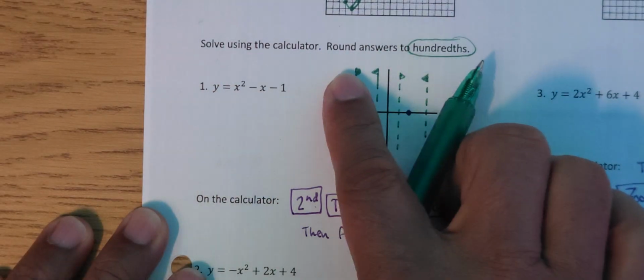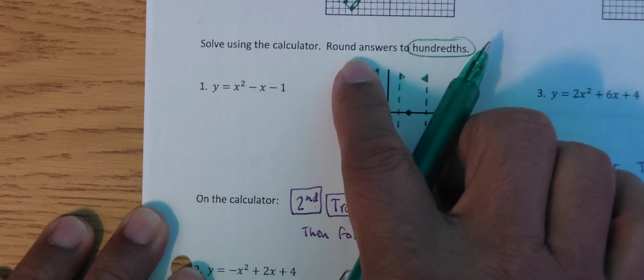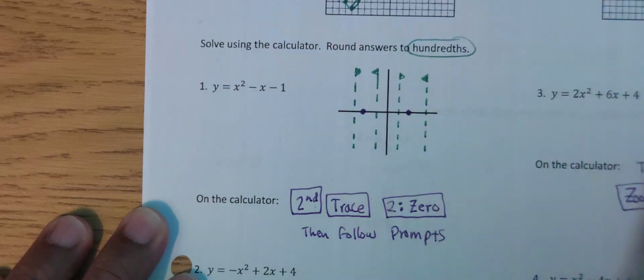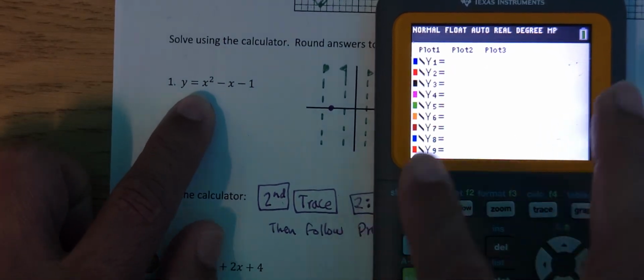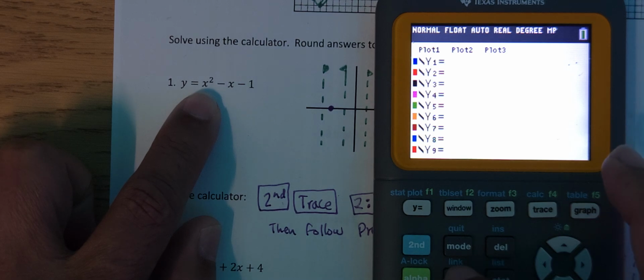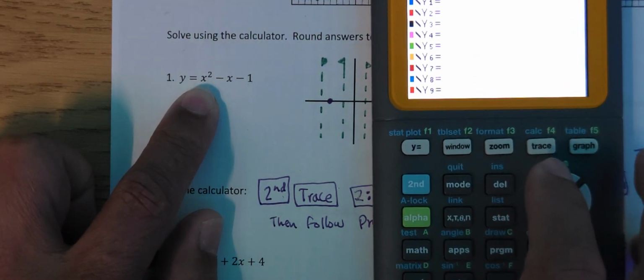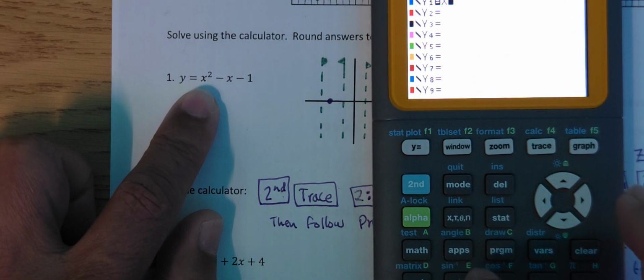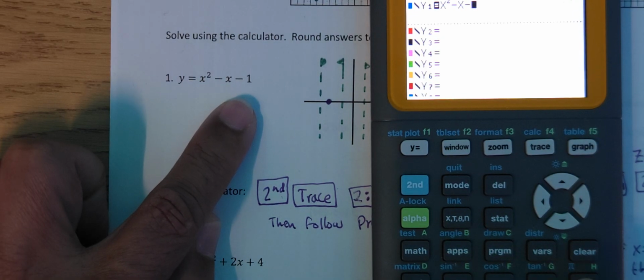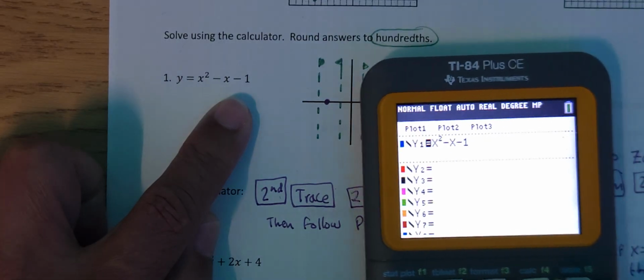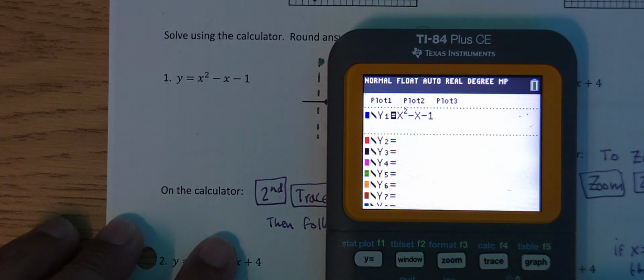For the next example, we're going to use a calculator. Okay, and we're going to round our answers to the hundredths. So let's get a calculator. All right, so I'm going to enter this function in y equals. So it's x squared minus x minus 1. Okay, then I'm going to press graph. So I'm going to graph it.